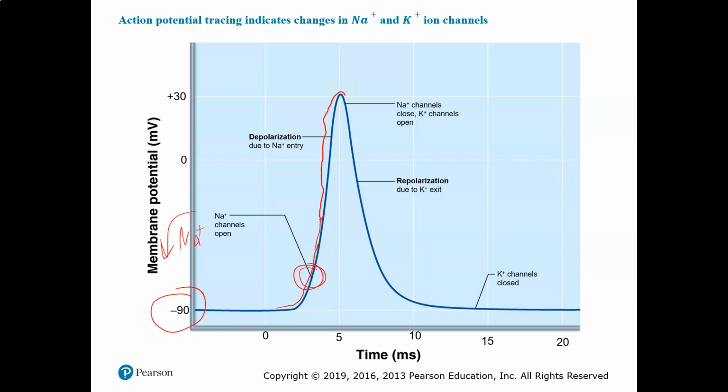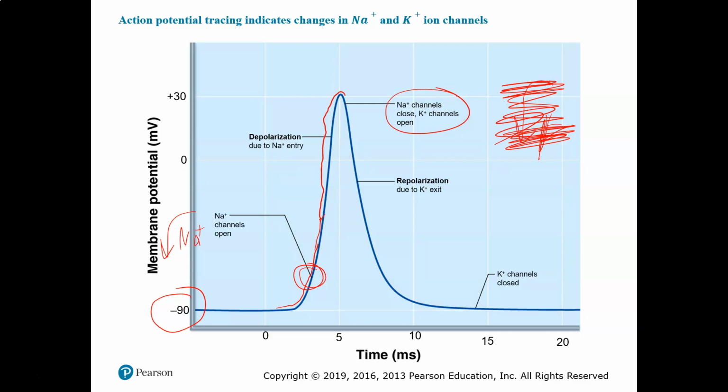The positive 30 voltage triggers the sodium channels to close and the potassium channels to open. And now that we have no positive ions going out, but we do have positive ions coming back in, I said that opposite. I'm so sorry. I don't want to re-record it though, so just understand. I caught my mistake. I'm really sorry.